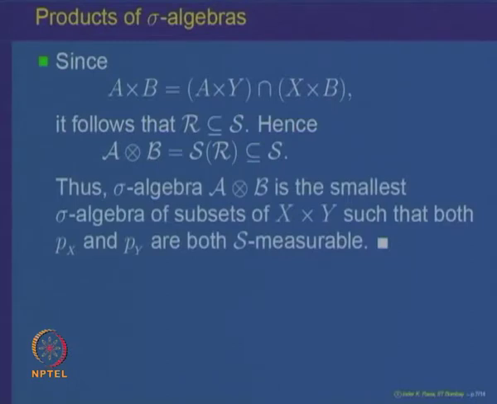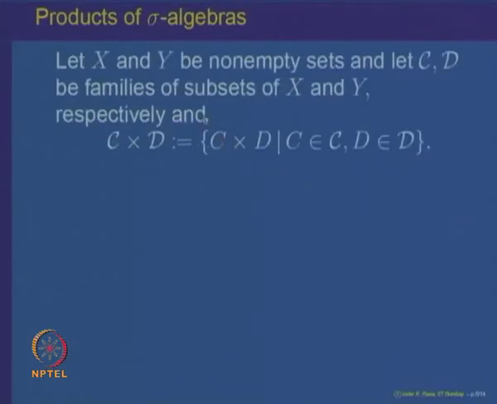Okay. Let us look at some more properties of generating sigma algebras on product spaces. Let us look at two sets x and y, of course non-empty sets, and two families of subsets of x and y. So, C is a family of subsets of x and D is a family of subsets of y. Then we can form rectangles by elements of these families. Let us denote C times D to be the collection of all sets of the type C cross D, where C is in the collection C and D is in the collection D.